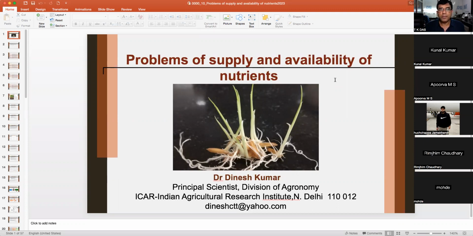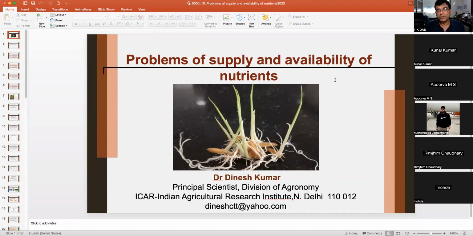Now we should see why the adequate supply is not there. Sometimes there may not be sufficient supply of nutrients to the soil solution. So we will see what factors affect the supply of nutrients. And as you know, nutrients are taken up by plants from the soil solution. This soil solution contains nutrients in available form, and nutrients are taken up by the roots from the soil solution.